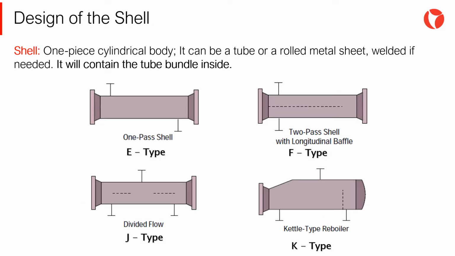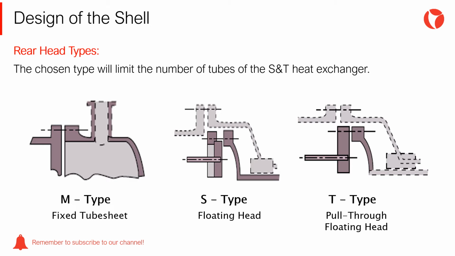One of the main parts of a shell and tube heat exchanger is the shell. The shell is a one-piece cylindrical body. It can be a tube or a rolled metal sheet, welded if needed. It will contain the tube bundle inside, and also it is worth mentioning that the fluid that bathes the outside of the tube bundle circulates through the interior of the shell. Finally, the rear head has the function of returning the fluid to the stationary head in heat exchangers with more than one pass in the tube side.